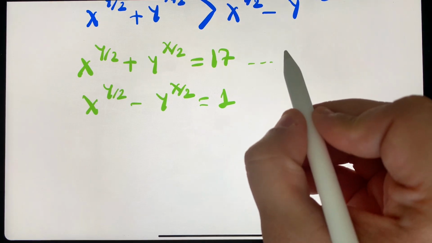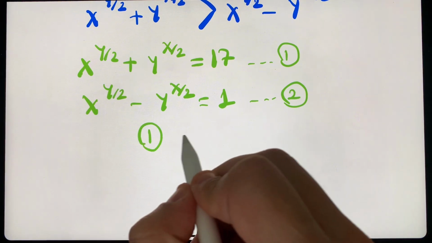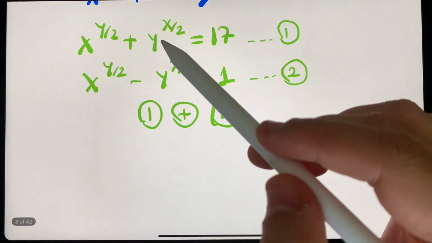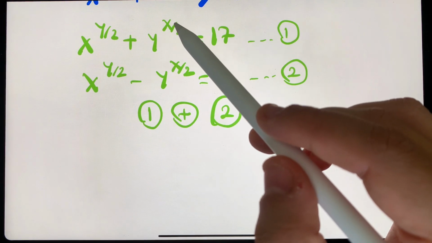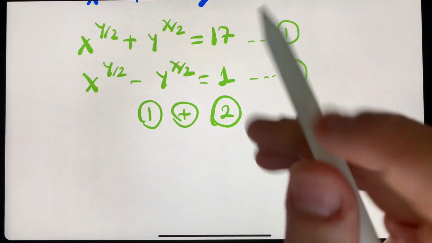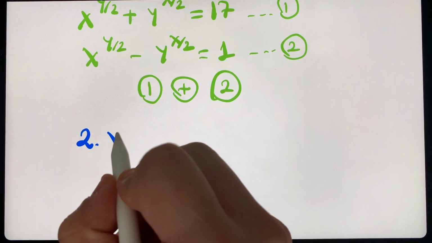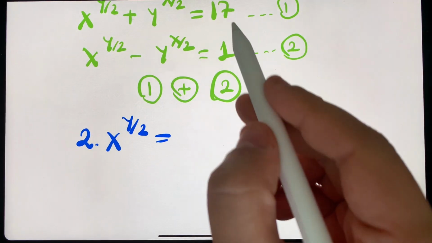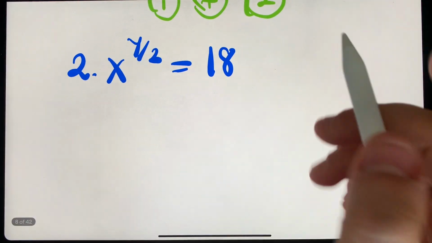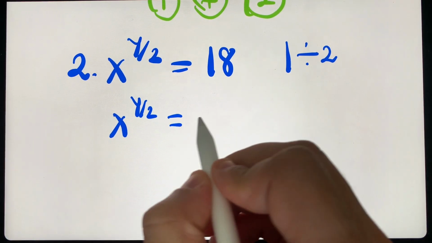Look, I call it the first equation and I call it the second equation. When we add these two equations, if you notice, here is y to the x over 2 and the expression here is minus, so their sum will be 0. So I have 2 times x to the y over 2 equal to 18. Now what can we do next? Let's divide both sides by 2, so x to the y over 2 is equal to 9.